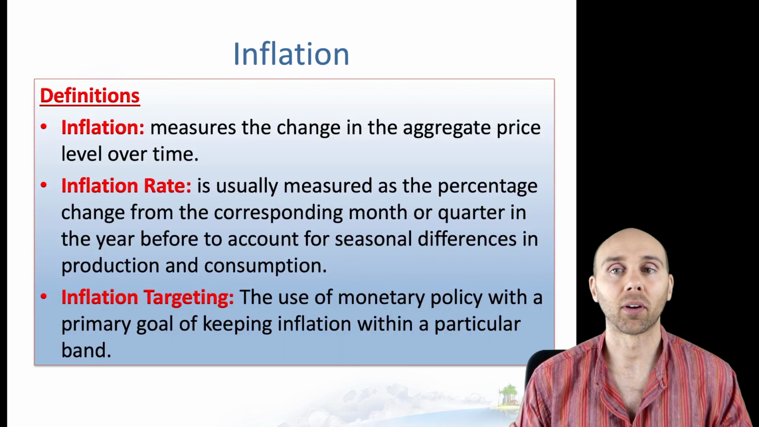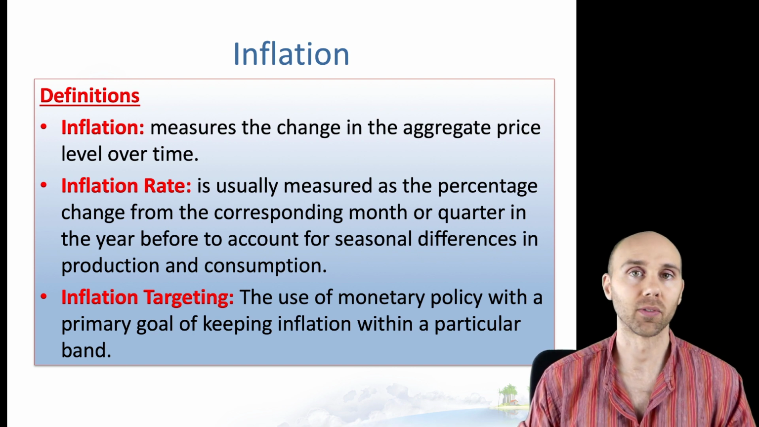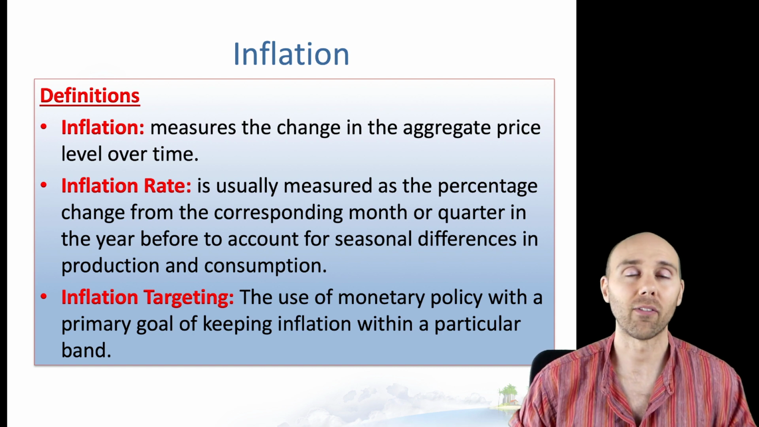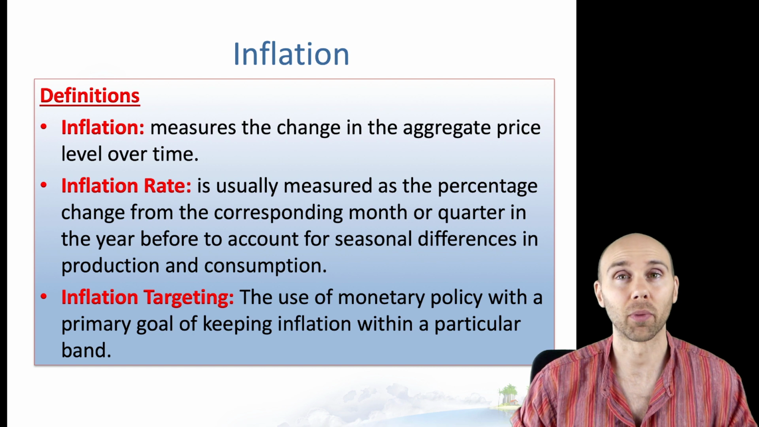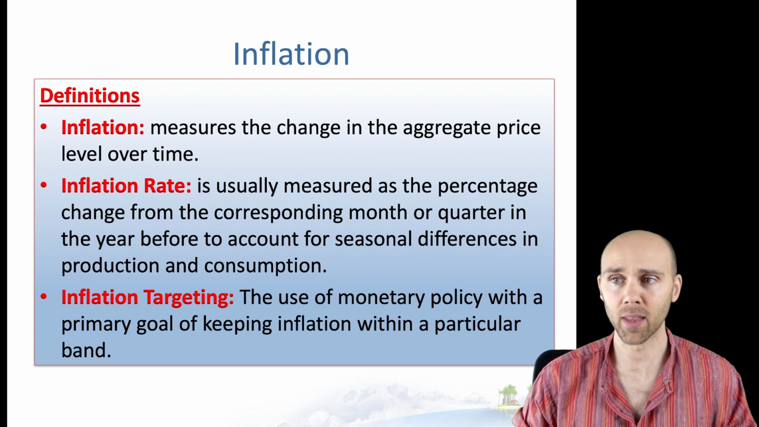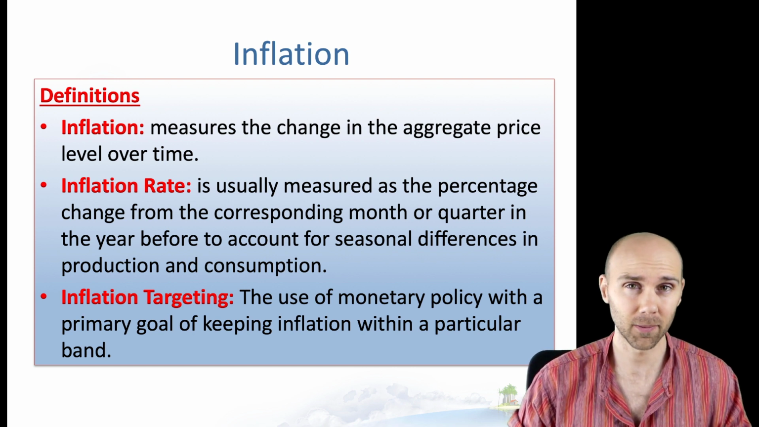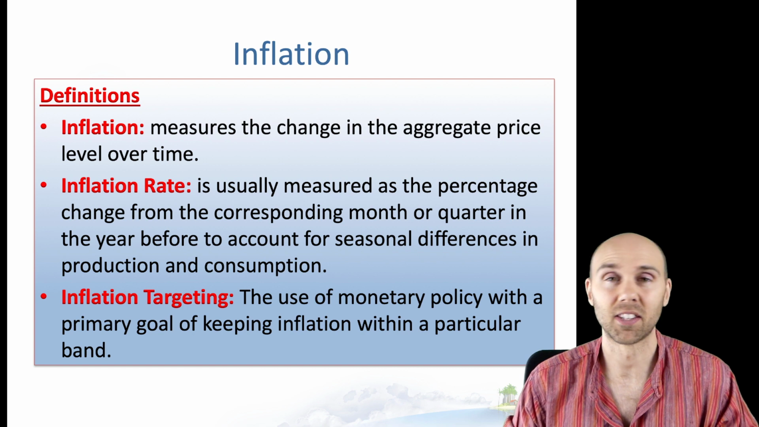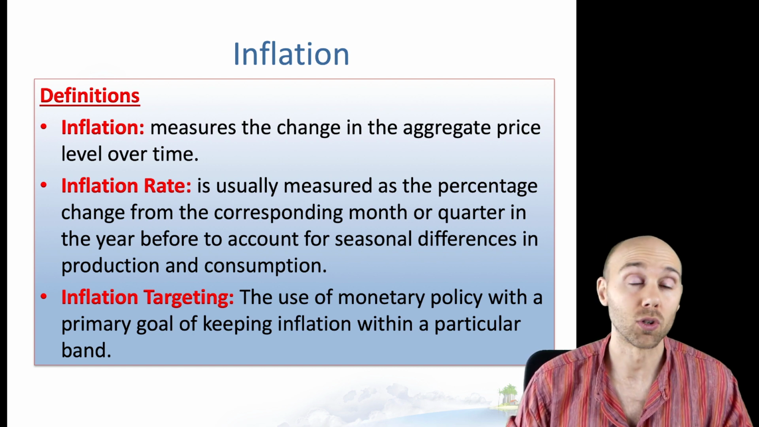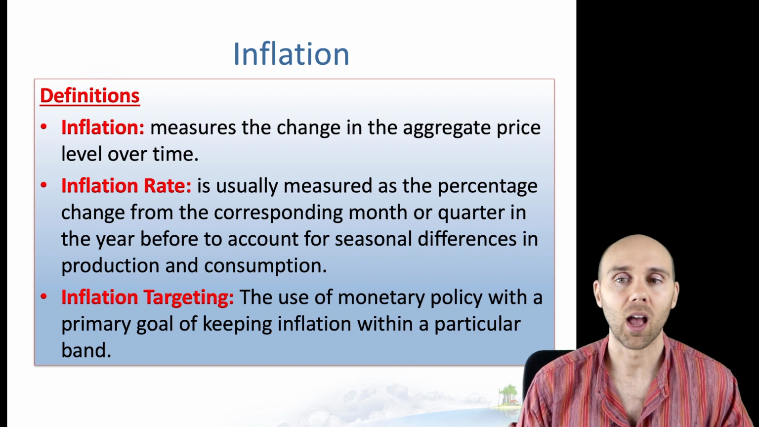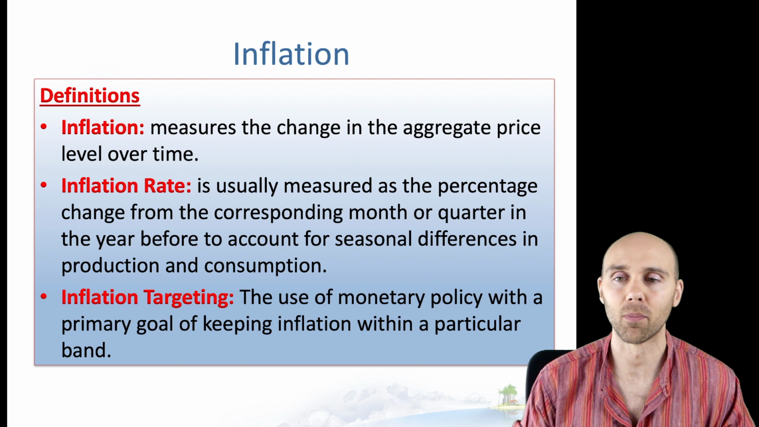Inflation measures the change in the aggregate price level, and typically we think about it in terms of changes over time, in the same way that we compare GDP over time. We typically have our inflation rate as a percentage change from the corresponding month in the previous year, or the corresponding quarter in the previous year. Now, this is to take account of seasonal differences in production and consumption. For example, it doesn't make too much sense to consider December 2018 versus June 2017 when taking an annual inflation rate, because December is a special month for consumer spending and production. So we try to compare the same months when we do it, or at least the same quarters.